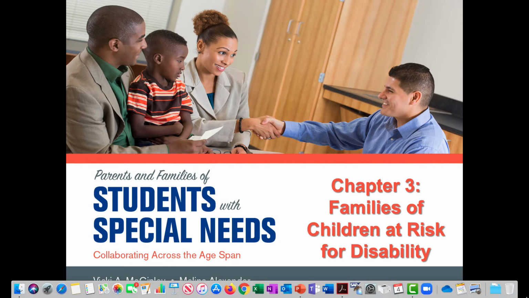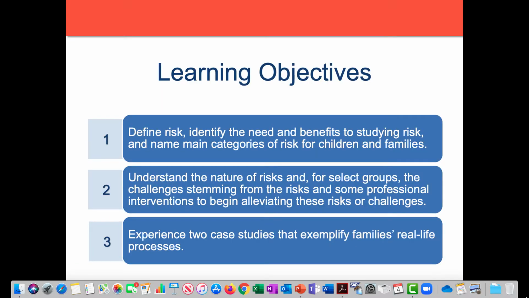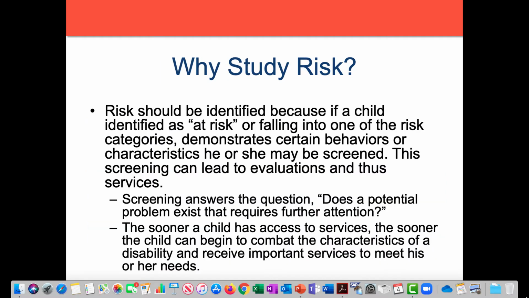So, Chapter 3 deals with children at risk for disability. We're really going to focus on objectives number 1 and 2: defining risk, and studying those select groups that are more susceptible to risk of disability, and what are some benefits of studying risk, as well as the challenges related to risk. So why do we study risk?